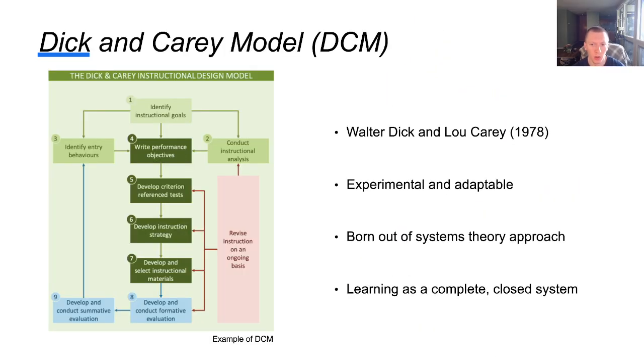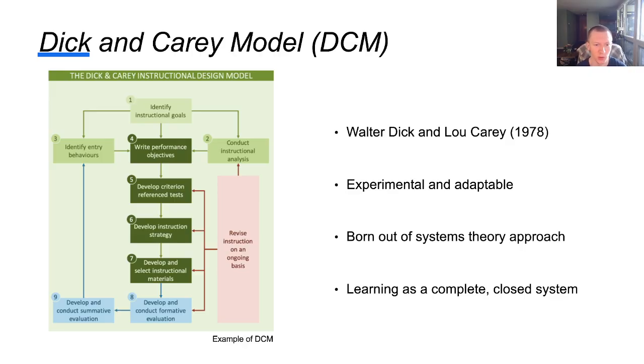The other model that I wanted to discuss, and I think we can keep both of these in mind, is the kind of cousin to the other model. It's extremely different, but taken together, I think these two models work very well together. So this is the Dick and Carey model, or DCM, created in the 70s by Walter Dick and Lou Carey. And this is a very experimental, but also adaptable and reviewable model for instruction. And this is more or less pure systems theory.